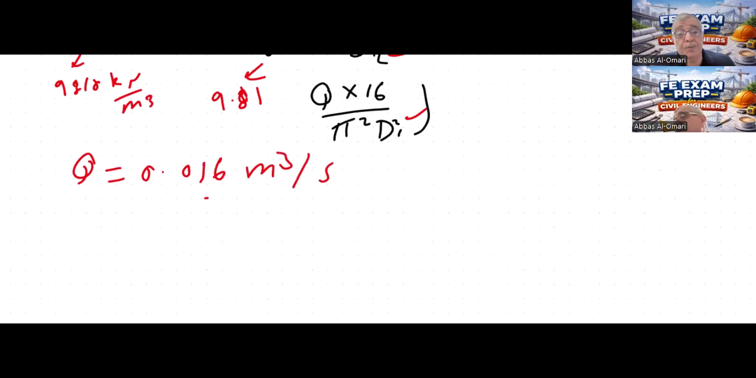So this is the answer to this problem. We solve for Q by applying Bernoulli equation between section 1, which is the full flow section, and section 2, which is the throat section.